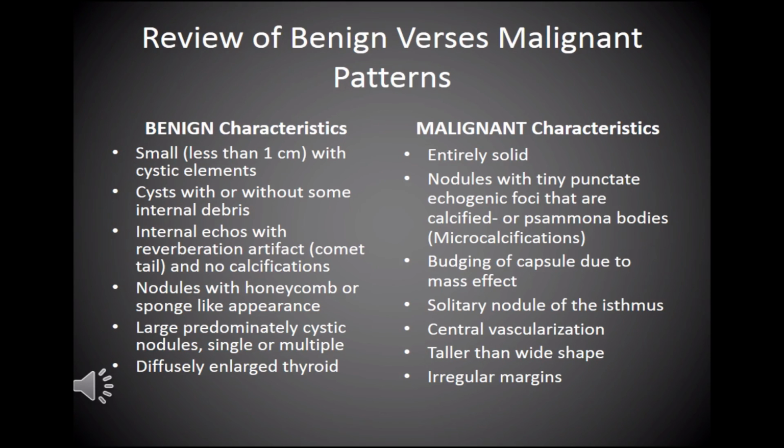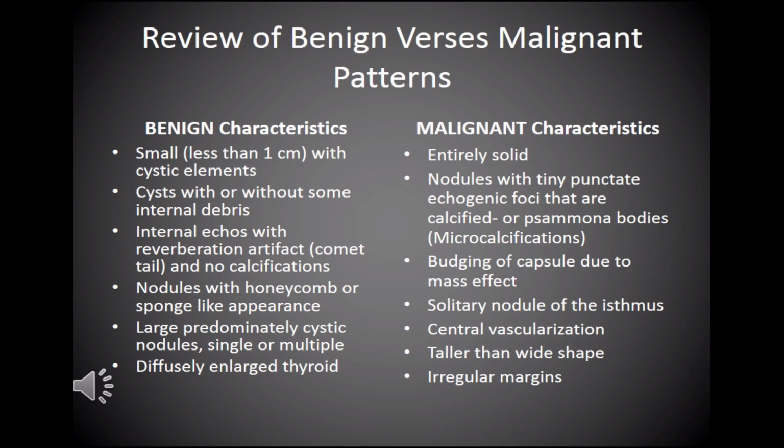Now let's review the characteristics that we just discussed previously. Nodules with benign characteristics include nodules that are small, perhaps less than 1 centimeter, with cystic elements or primarily cystic. Cysts with or without some internal debris. Internal echoes within the cyst that show reverberation artifact or comet tail and no calcifications. Nodules with honeycomb or sponge-like appearance. Large, predominantly cystic nodules that may be single or may be multiple, and of course the diffusely enlarged thyroid of thyroiditis.